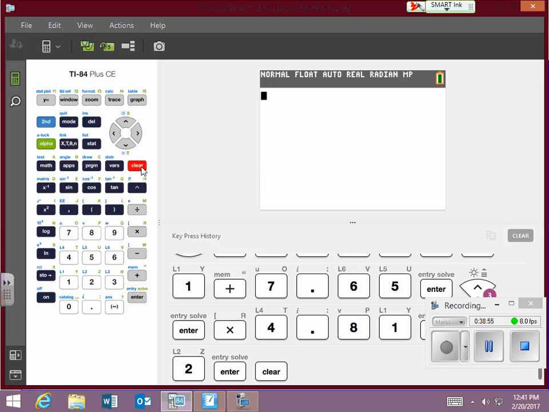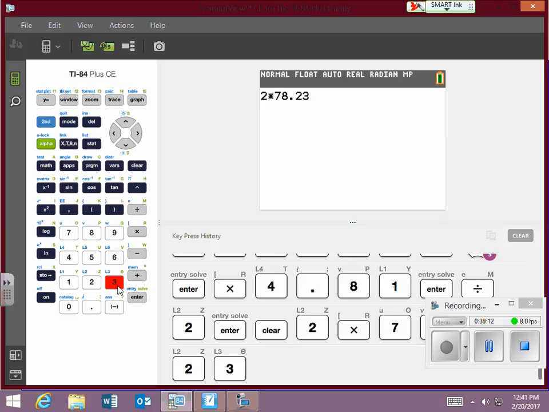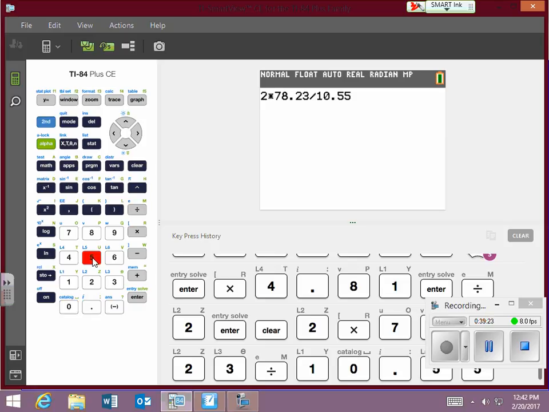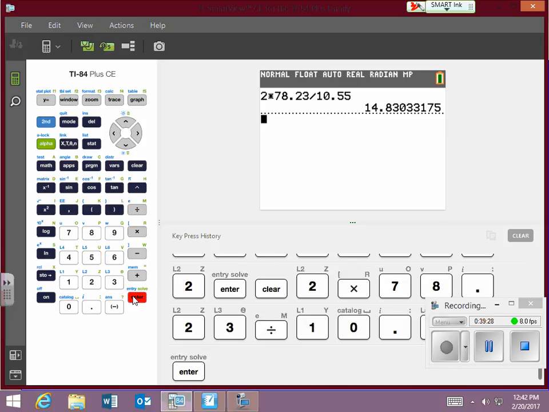Clear. So the first thing we're calculating is B, and it's 2 times 78.23 divided by 10.55. Is that right? Do you concur, Bailey? Was that right? Okay. So that gives us B.